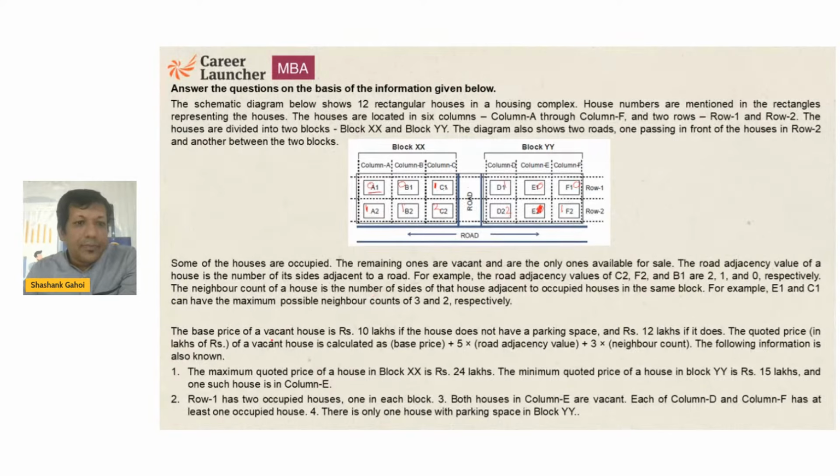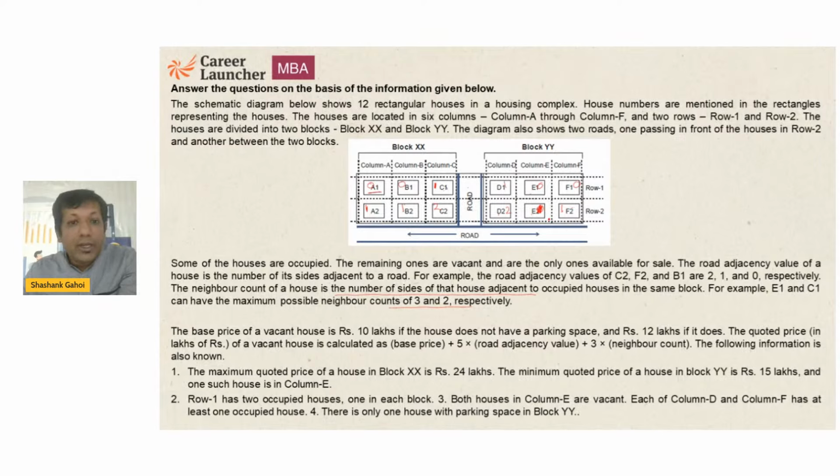Now it says that the neighbor count of a house is the number of sides of that house adjacent to an occupied house in the same block. For example, E1 and C1 can have a maximum possible neighbor count of 3 and 2. So E1 can have a neighbor count of 3: 1, 2, and 3.